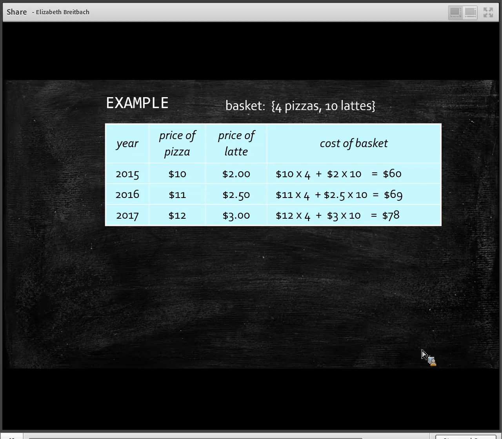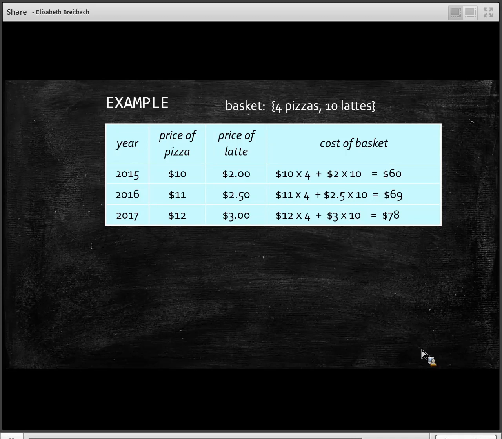Okay, so as we can see, we can tell that inflation is occurring because in all of these years, we have this general increase in prices. There's an increase in the price of pizza, there's an increase in the price of lattes. And we can see how the cost of the basket has also increased over time. So all of the goods and services that we're purchasing are going up in price.